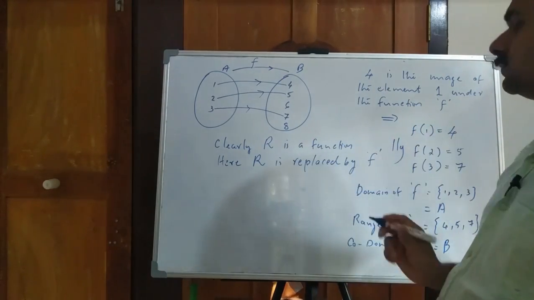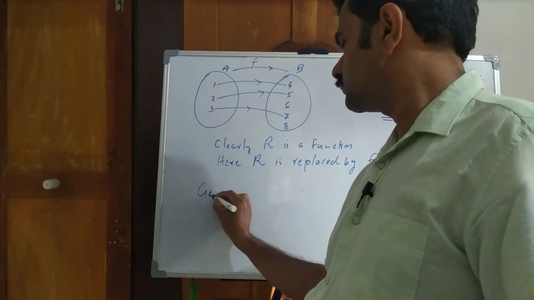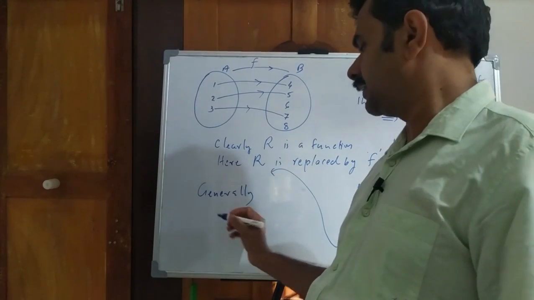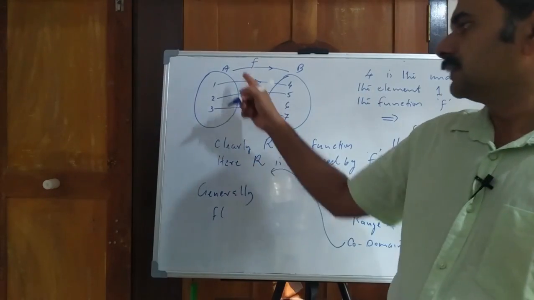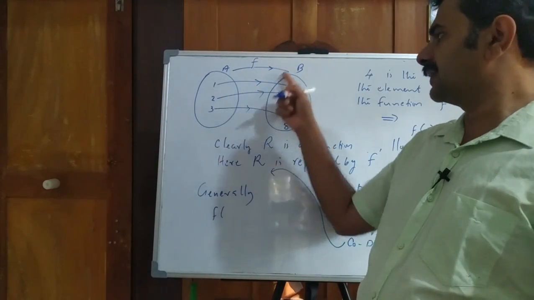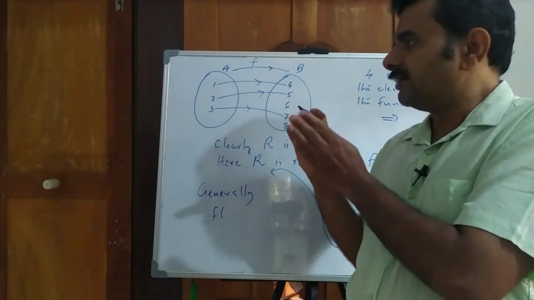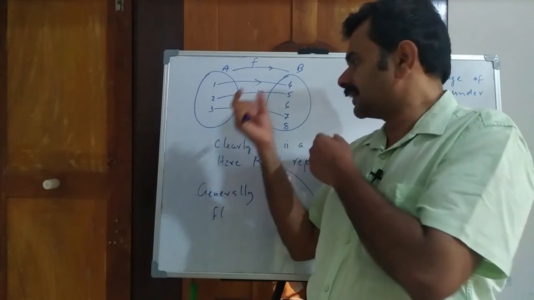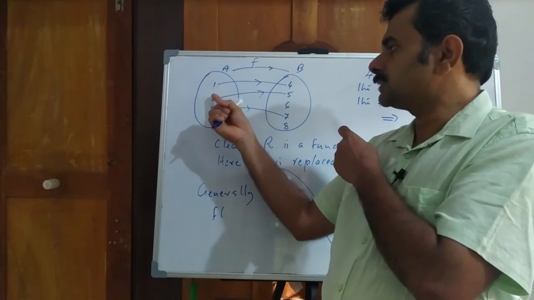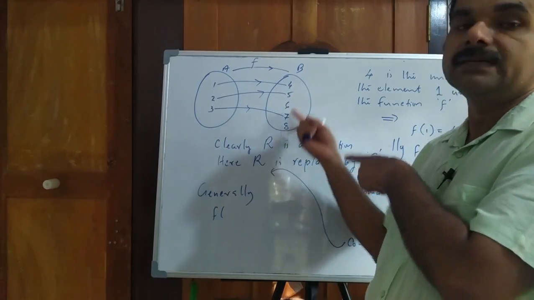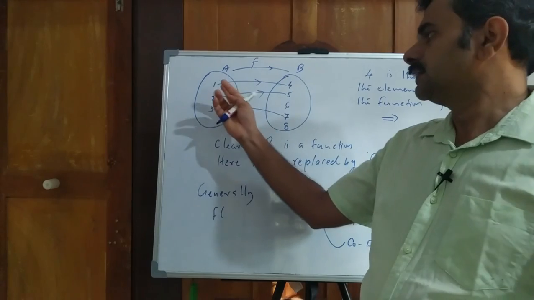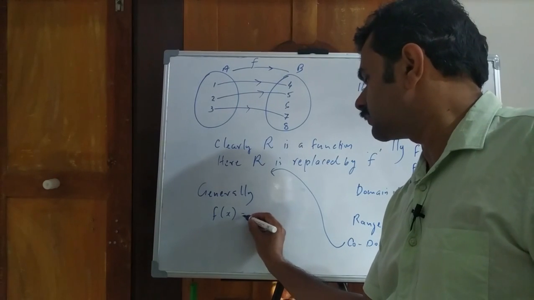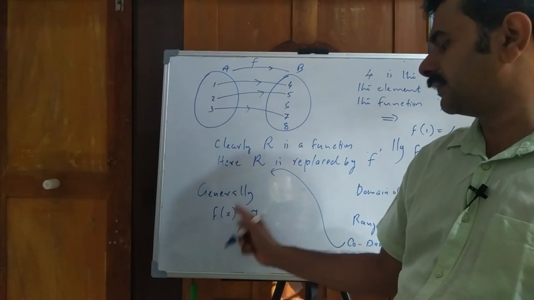So now we are dealing with the notation F of 1. F of 1 is equal to 4. Generally, F of, this is the first element, first set, and this is the second set. When we are taking graphical representation, the first one is used for the x-axis, the second one for the y-axis. So the first element is small x, etc. The second element is small y, etc. So this is for the x-axis, this is for the y-axis. Then f of x equal to y.